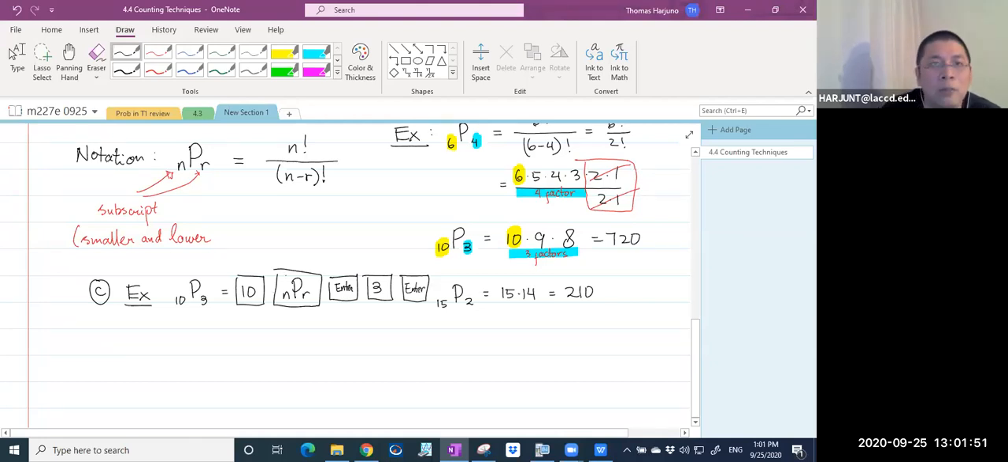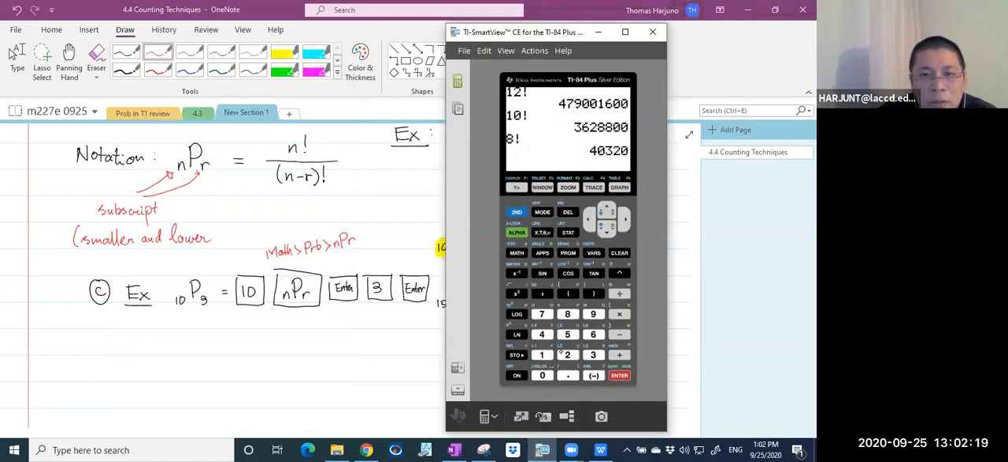Now, where's the nPr, Thomas? The nPr is located in the same section as the exclamation mark, the factorial. That was in math, PRB, nPr. Let's take a look. So 10, right? And then math, PRB, nPr. You see? And the third one later on is nCr. So nPr, nCr, and the exclamation mark are in the same group. And then 3. Boom. You see that 720?